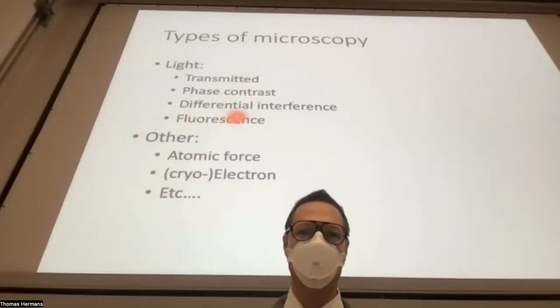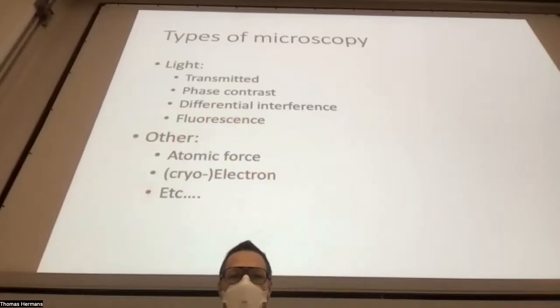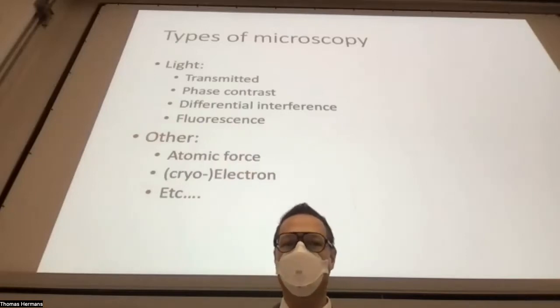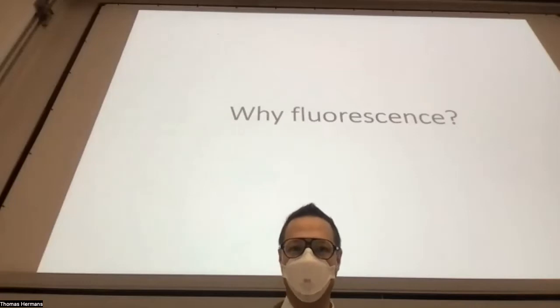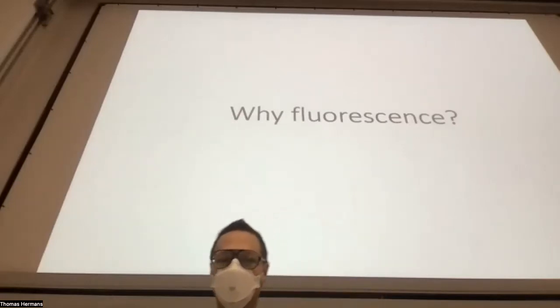And today we're going to talk about fluorescence. Like I mentioned, you have atomic force microscopy, scanning tunneling microscopy, and electron microscopy, which are very powerful, but beyond the scope of today. So why is fluorescence so cool to do microscopy?